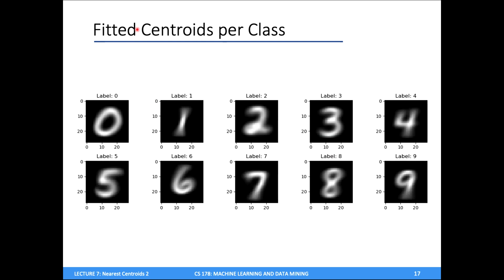Okay, so now I went ahead and fit the nearest centroid algorithm on this data set. And what you can see here are the 10 different centroids. So again, we've got one centroid per class, representing the mean feature vector for that class. So here is the centroid for the class 0. Here's the centroid for the class 1, so on and so forth. Okay, and what you should notice is that these centroids are actually pretty blurry.